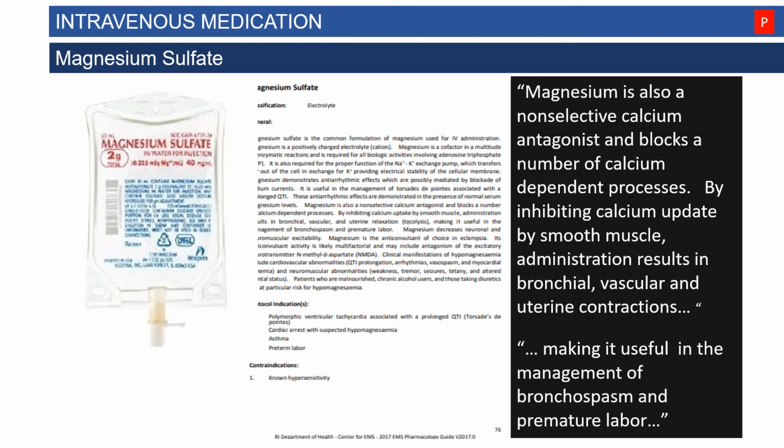Paramedics have the ability to administer magnesium sulfate 2 grams to adult patients in respiratory distress. Magnesium is a non-selective calcium antagonist and blocks a number of calcium-dependent processes. By inhibiting calcium uptake by smooth muscle, administration results in relaxation of bronchial, vascular, and uterine contractions. This makes it useful in the management of bronchospasm, and it may also be administered by paramedics for women in premature labor. At that point, it's administered at a different dose.